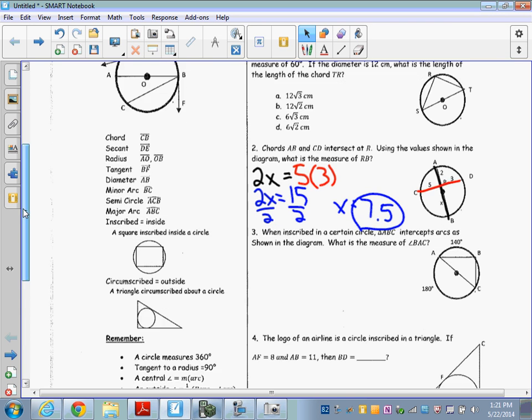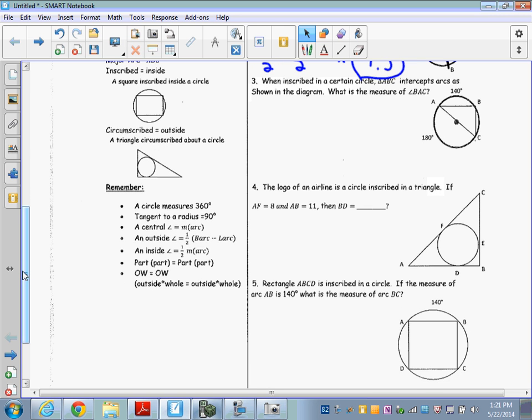Let's move down to number 3. So this one here, we don't need to focus too much on what the words say. We're looking for angle BAC. In order to solve for this, we need to figure out what this arc is. That's one way to solve it. So what I have here is 180 and 140. So I'm asking, what else do I need to add to get to 360? That's going to be 40 degrees. I did that because 140 plus 180 plus 40 equals 360.